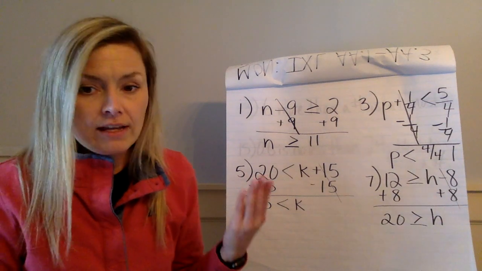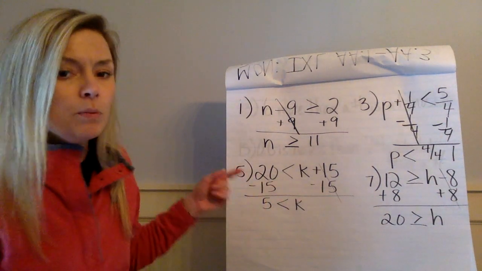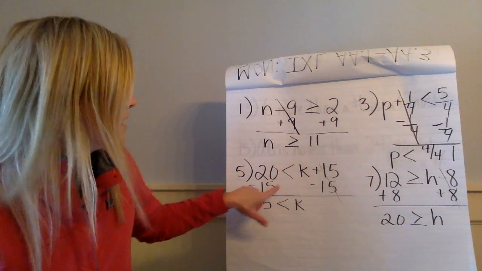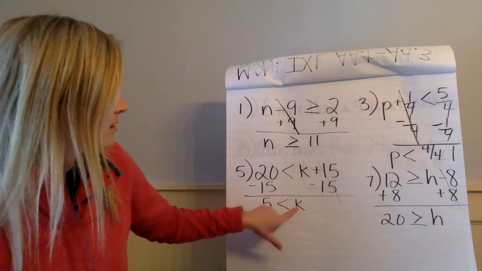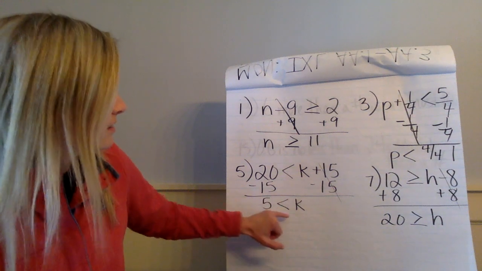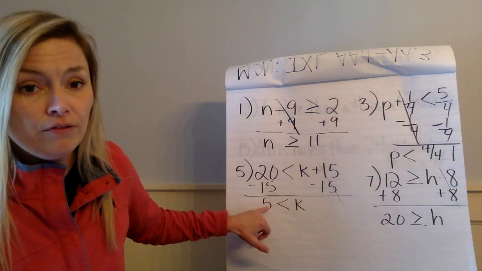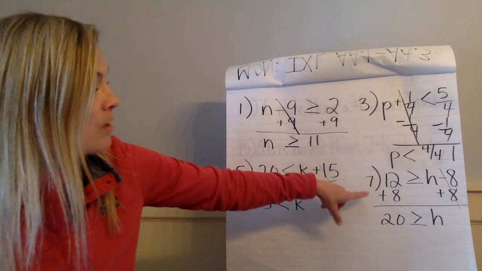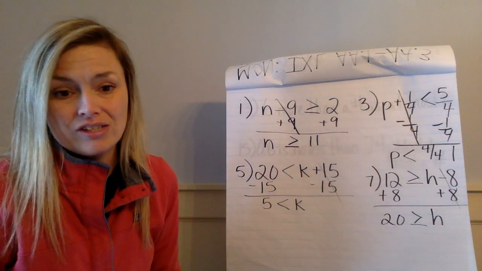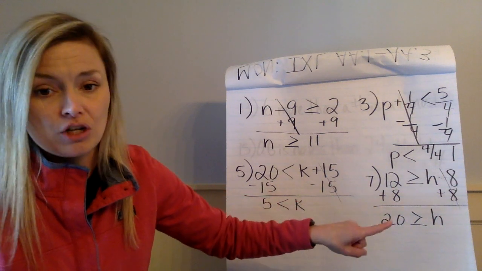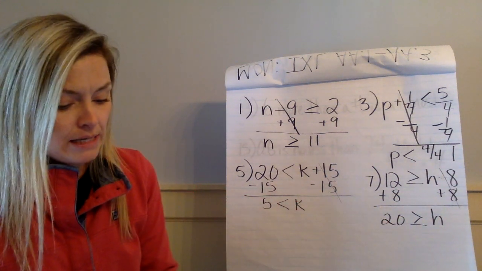In 5 and 7, it's more of the same. Here we would be getting rid of the 15. We would want to subtract 15 from both sides, leaving you with 5 is less than k. If we were to read it backwards, k is greater than 5. And then in number 7, we would be adding 8 to each side to give us 20 is greater than or equal to h.